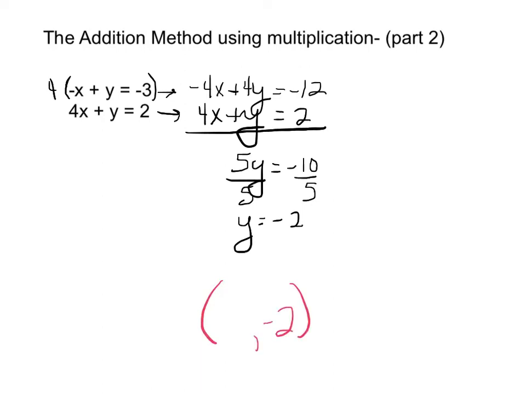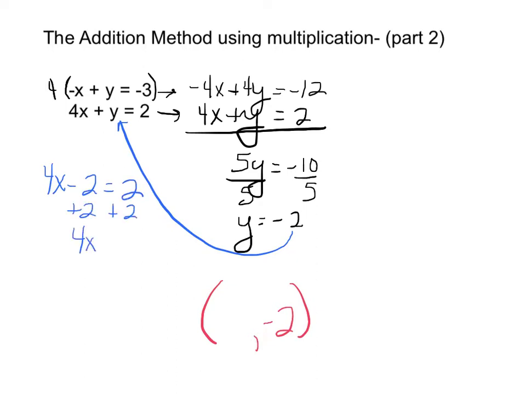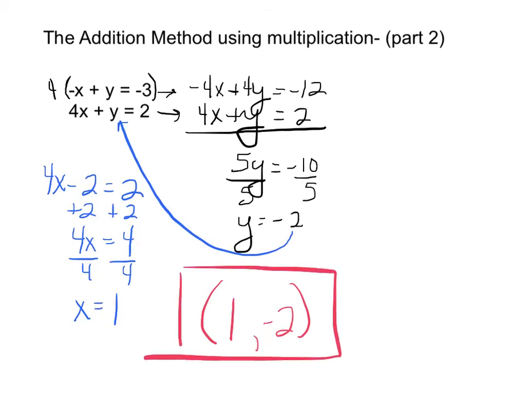I now have to plug that y equals negative 2 back into one of our equations. Now you can plug it in. You have 4 equations here. This one, this one, this one, or this one. It does not matter. I'm going to take this and plug it in right here. So that would give me 4x minus 2 equals 2. So I add 2 on both sides. I get 4x equals 4. Divide by 4, x equals 1. So my answer is 1, negative 2.